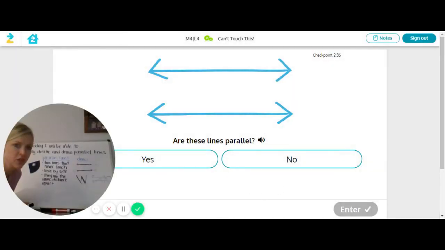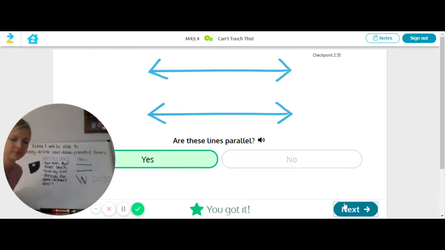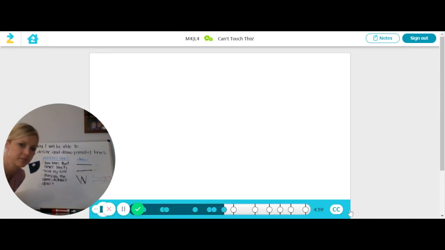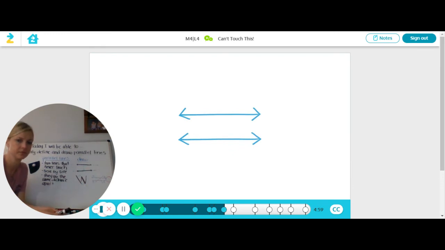Let's dive into our lesson. Are these lines parallel? Let's think. Are they two lines that never touch? Are they side by side? Are they the same distance apart? Then yes, they are parallel. Select the lines to mark them as parallel. Okay, let's click one line and two lines to mark them as parallel. Since the two lines are the same distance from each other at all points, we know that they're parallel.